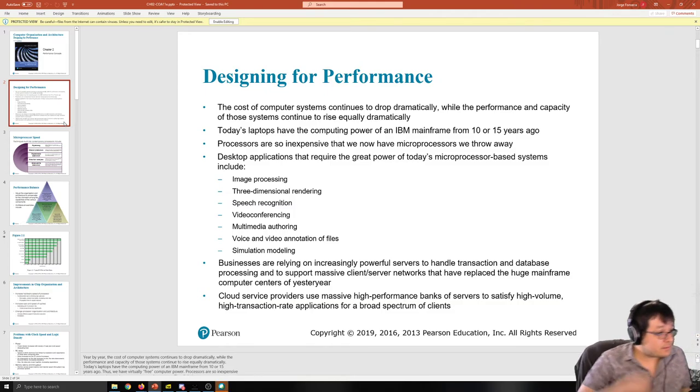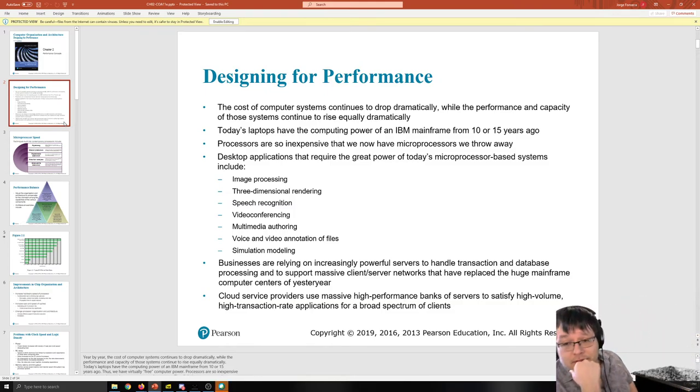So, designing for performance, which should really say designing so we can get more money, because ultimately performance directly relates to getting more money. Think about this AMD Intel thing. Whichever one was the fastest, people would want to buy that. It's a race.